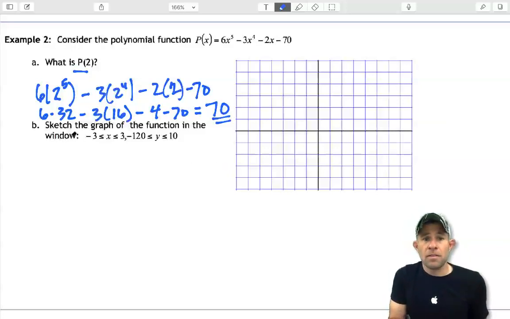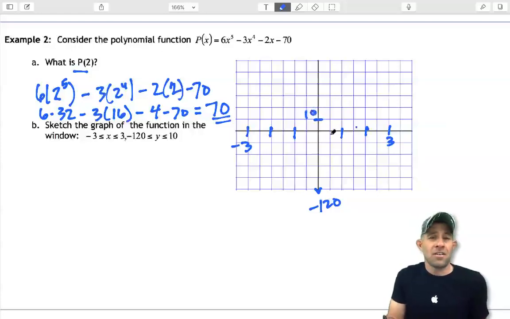All right, next it says to sketch the graph of the function on this window from negative 3 to 3 on the x-axis and negative 120 to 10 on the y-axis. So we're just going to make our nice little graph here. This is negative 3. Here is positive 3 on our x-axis, and we're going to go all the way down to negative 120 on our y, and then positive 10 would be somewhere right around here on our y-axis.